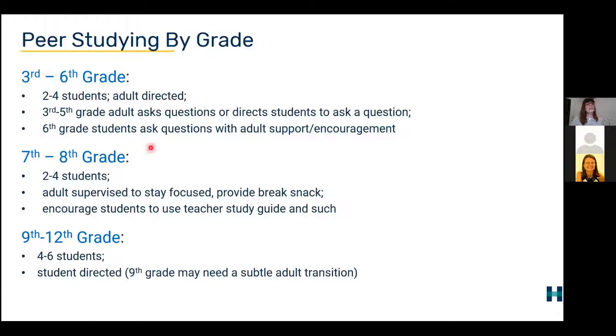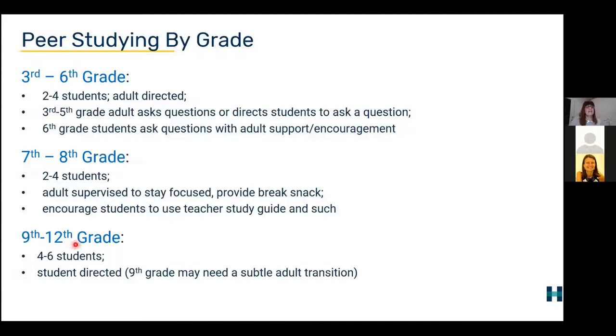Teachers, I would even have some time in class teaching the students, especially the 5th and 6th graders, how to do this. The 7th and 8th graders, you might be able to increase it. They can be supervised to make sure they stay focused, provide them with a snack, but encourage them to use the study guides. Talk about the study guide, use the study guide. Talk about what you've indicated on there.